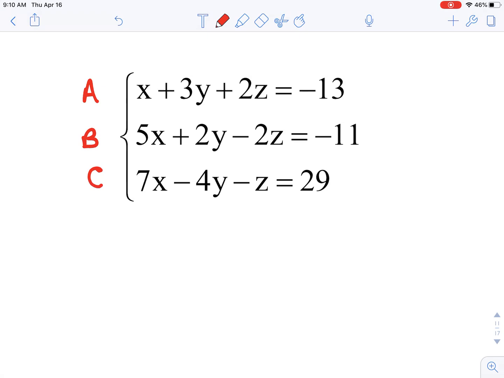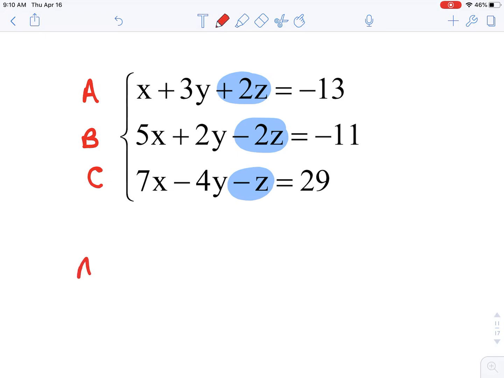First thing you have to decide is which variable do you want to eliminate first. And you're going to have to do the same variable 2 different times. I'm going to choose Z for this equation. So your ultimate goal is to find two of these equations and eliminate that same variable.